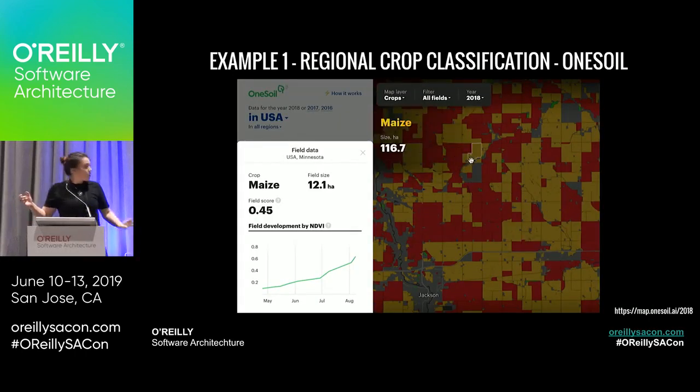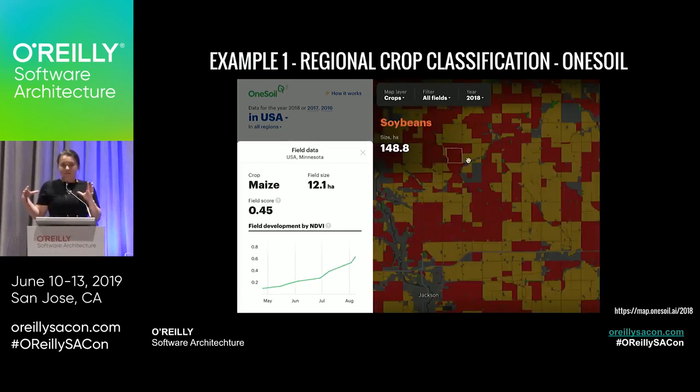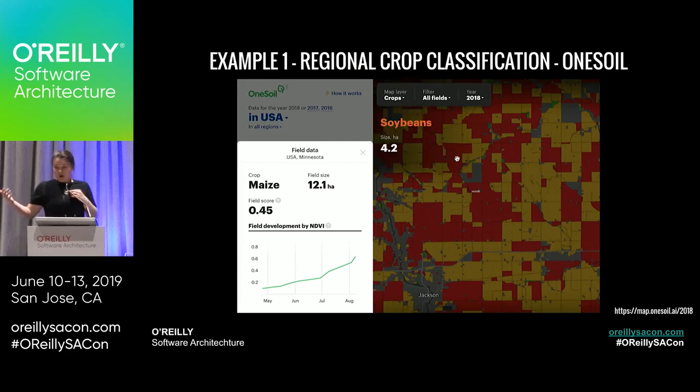So if we zoom in, you can see that at the field level, and for every pixel, they understand what crop is growing there. They see the field productivity of the green mass, and they can expect, by seeing how the green mass is developed, how good the yield is going to be. Yeah, it's online, it's publicly available, so feel free to check it out.